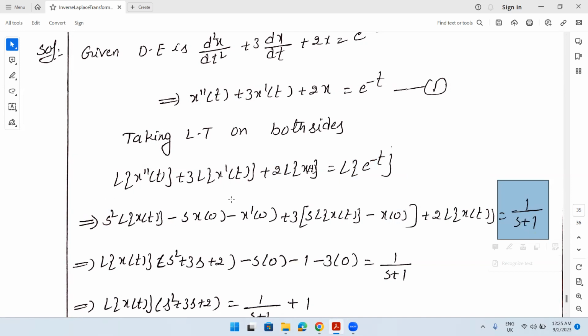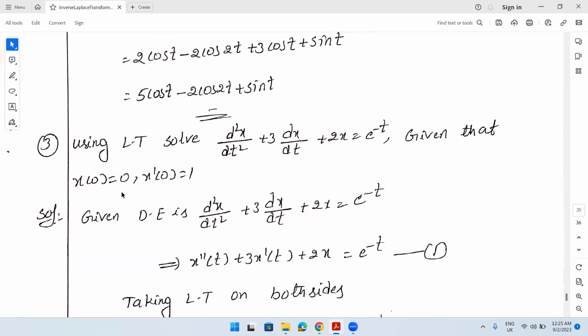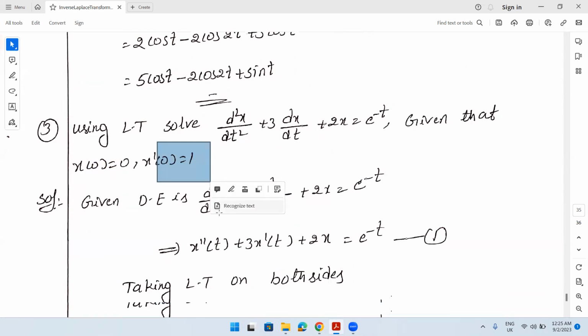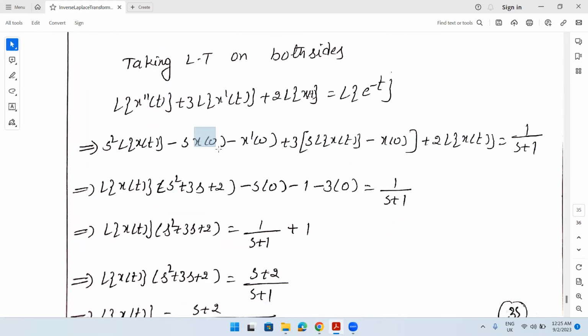And here we substitute the values. X of 0 is 0, and x dash of 0 is 1. And 3 into x of 0 is 0, so this also will become 0. And we take L of x as common. So what do we get? The coefficient is s square plus 3s plus 2. And these terms become 0, so we get only minus 1.